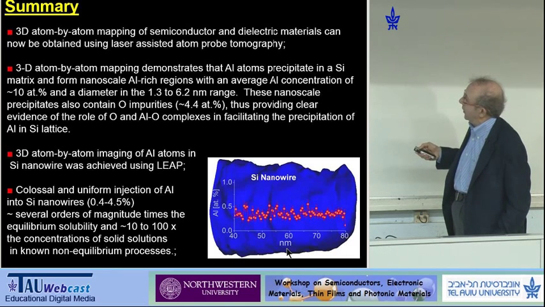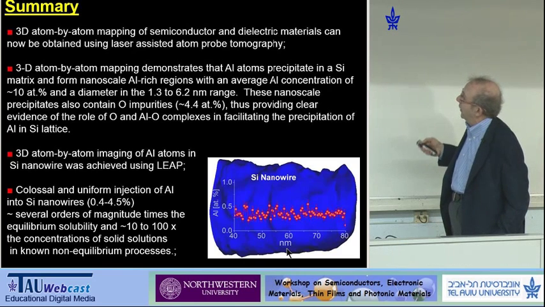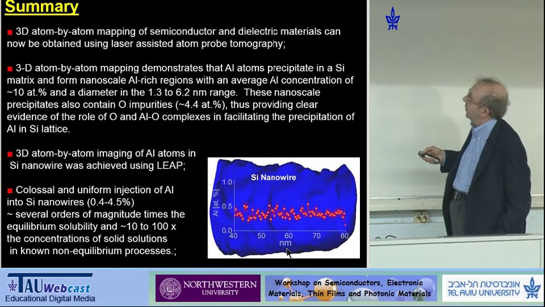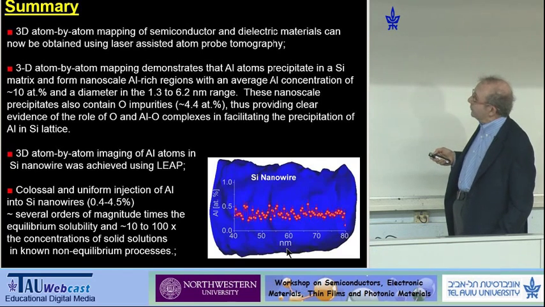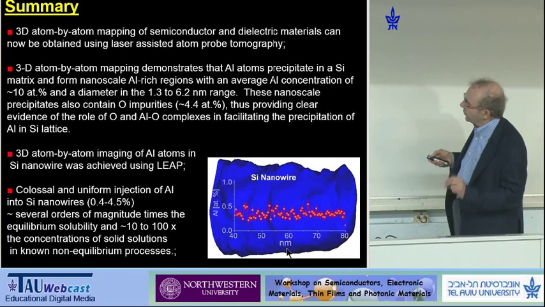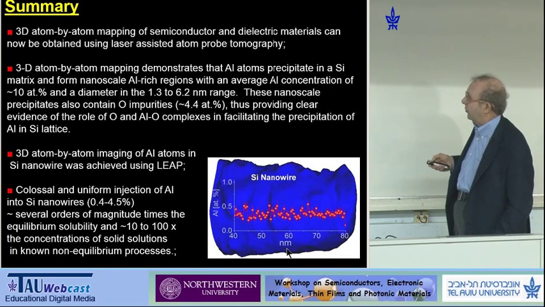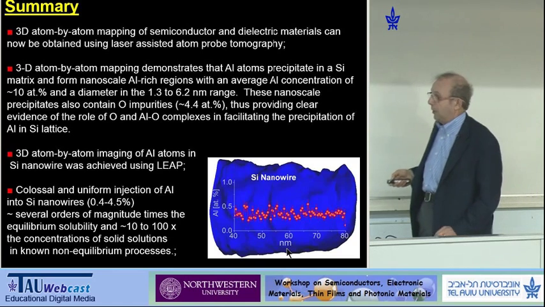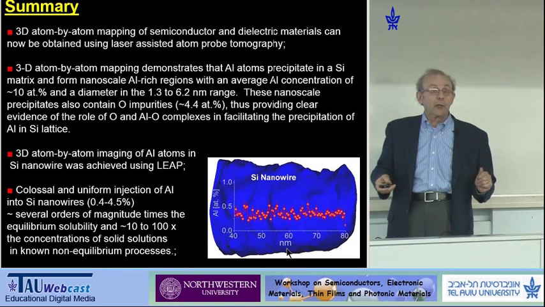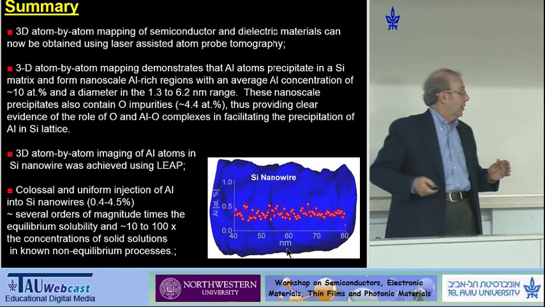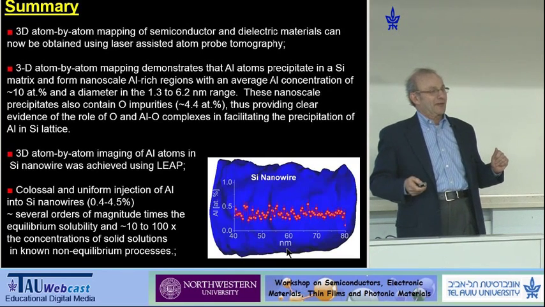This is the range of diameters, 1.3 to 6.2, and these nanoscale precipitates also contain oxygen impurities, 4.4%, so this gives us a very clear picture. And now you have to ask yourself, what is the aluminum solid solubility in silicon? That's been measured at Bell Labs a long time ago, and it's much smaller than, oh, okay, my time's up.